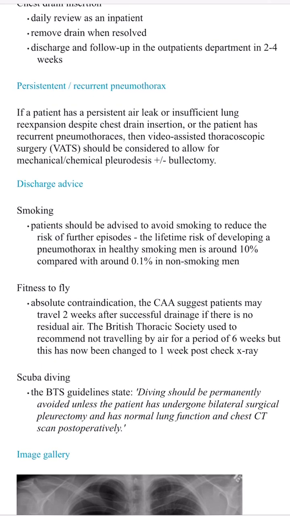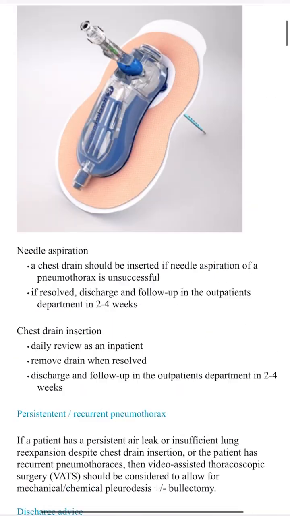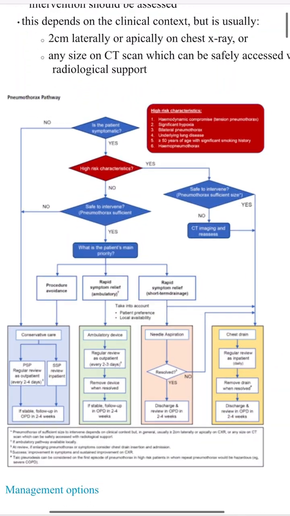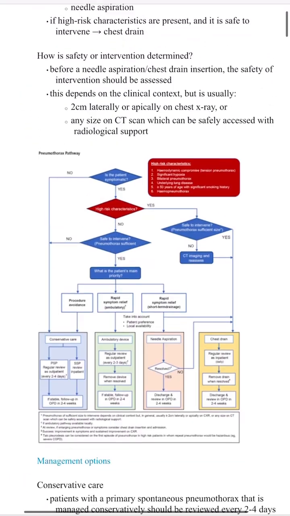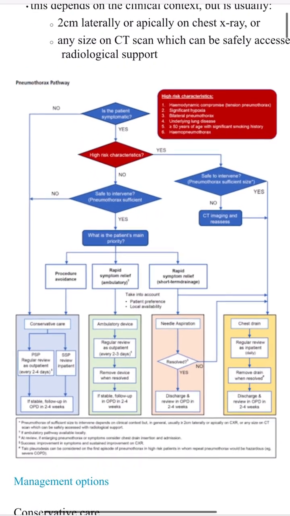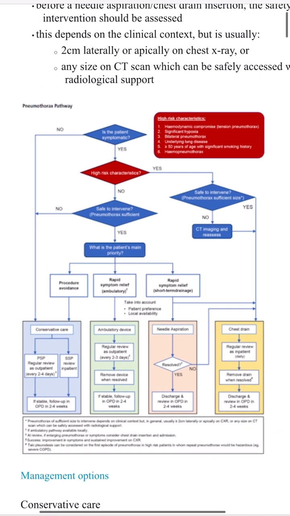Okay, now let's talk about persistent or recurrent pneumothorax. If a patient has a persistent air leak or insufficient lung re-expansion despite chest drain insertion, or has recurrent pneumothorax, then video-assisted thoracoscopic surgery, VATS, should be considered to allow for mechanical or chemical pleurodesis plus or minus bullectomy. Whatever we discussed is mentioned in this algorithm, the pneumothorax pathway.